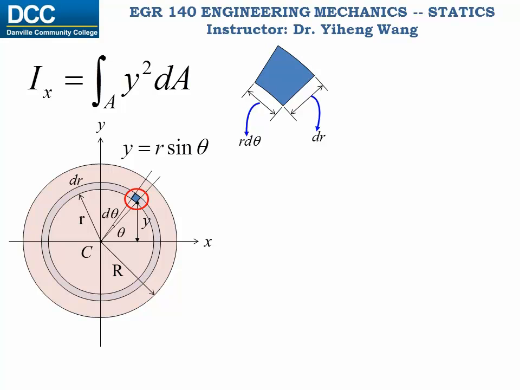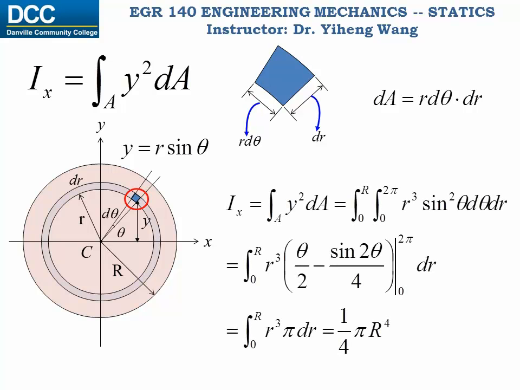We can approximate it as if it's a rectangle and determine its area dA to be r d theta times dr, and we plug it into the equation and integrate with two variables, theta and r. We integrate theta from 0 to 2 pi and r from 0 to capital R, the radius of the circular area, and we get Ix equals 1/4 pi r to the 4th power. And because of the symmetry of the circle, this also equals Iy, the area moment of inertia about the y-axis. Does this agree with what you initially guessed?